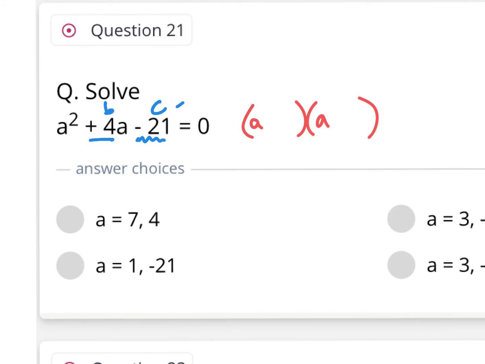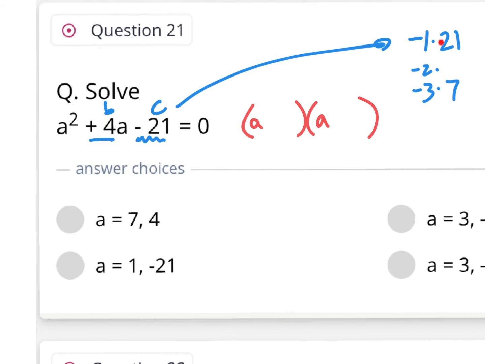You might need to make a list, right? How could you get negative 21? Negative 1 times 21, or negative 2 doesn't work, negative 3 times 7, negative 4 doesn't work, and so on and so on. Those are the only two possible ways of getting negative 21 as an answer when you're multiplying two numbers. Anyway, which pair of numbers combines together to give you the middle value, positive 4?